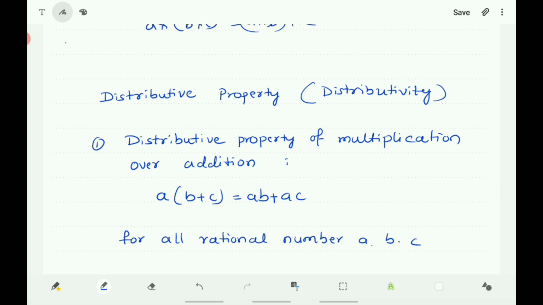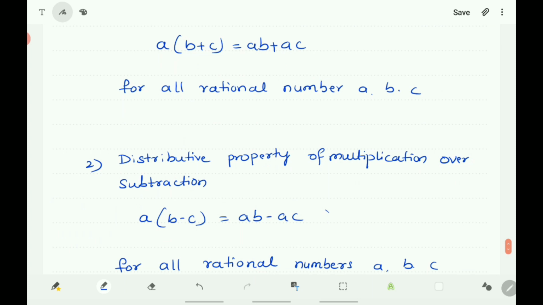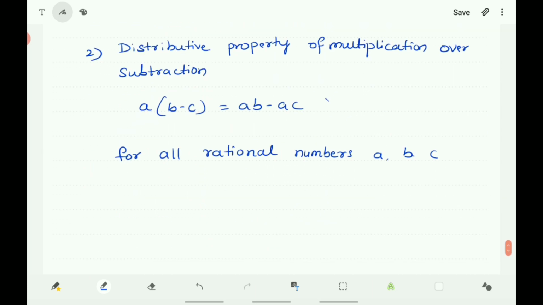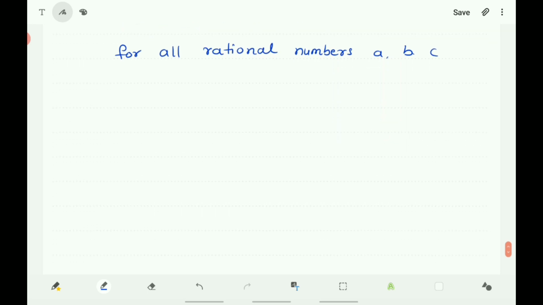So here you can write the distributive property for multiplication over addition, that is a into b plus c is equal to ab plus ac, and the distributive property of multiplication over subtraction is a into b minus c is equal to ab minus ac. So let us verify whether the distributivity holds good or not for the rational numbers. Let us take one example here. Consider 3 rational numbers: 2 by 3, 5 by 2 and 1 by 5.